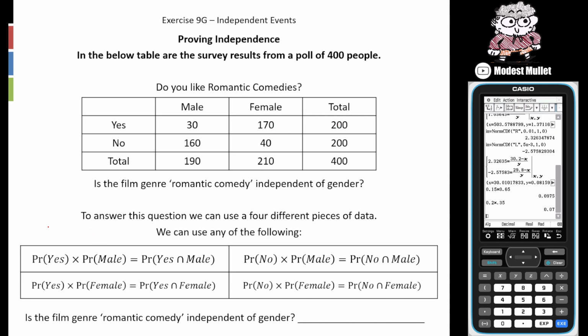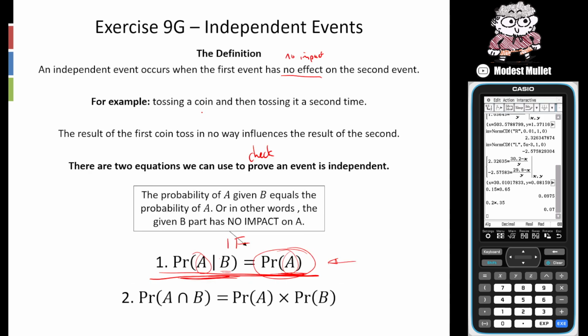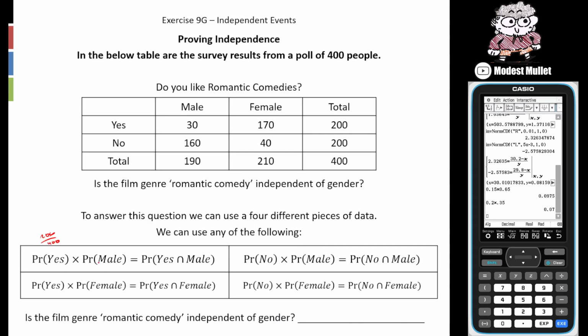is 200 on 400. Probability of male is, and just quickly, that list of events is actually using this second formula to check instead, but we can use the first one.